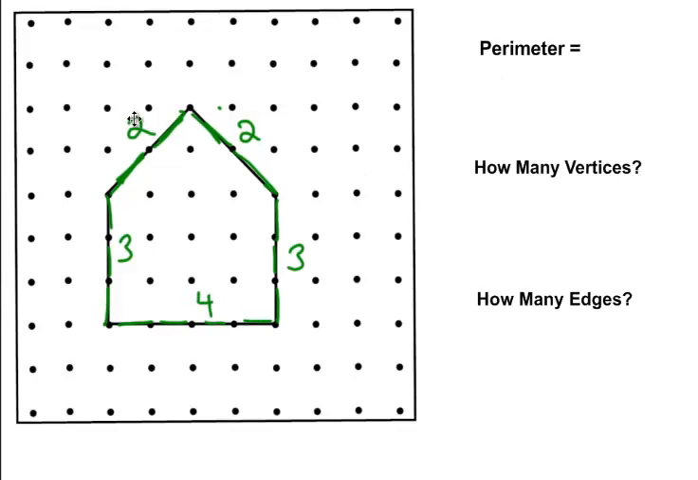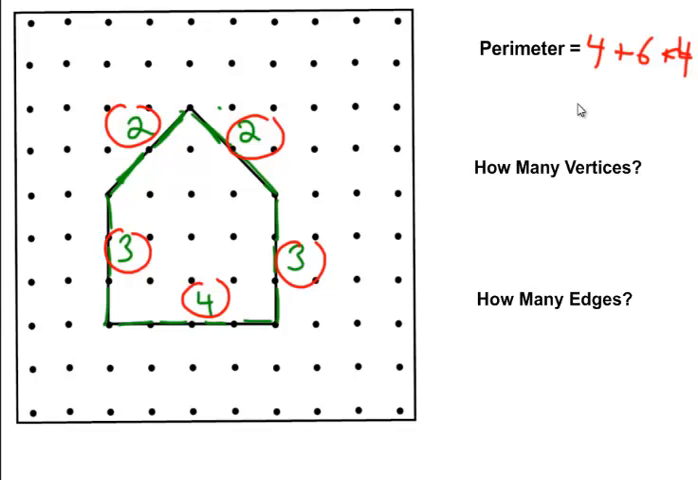So let's use our addition strategies. We have 2 and 2. That's 4. And we have 3 and 3. That's 6. And we have 4. So let's see here. Now here's what: anytime I can make a 10, I'll make a 10 before I do anything else. And here I have 4 and 6 is 10, and 4 more makes 14. So the perimeter is 14 centimeters.